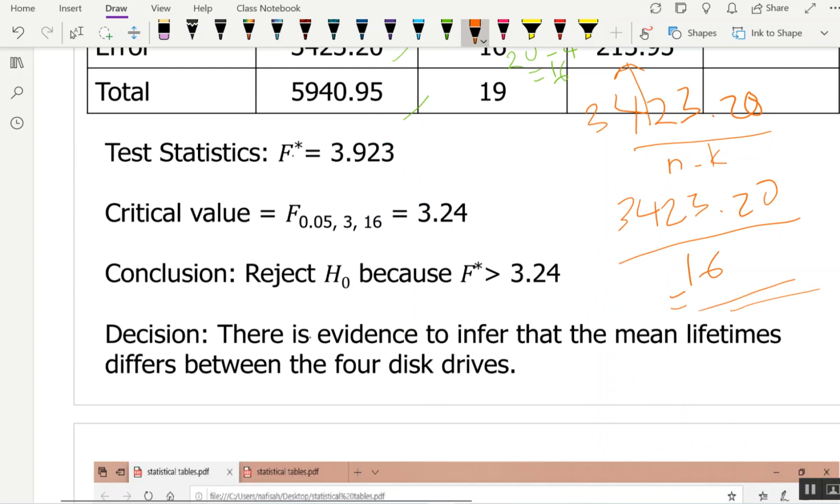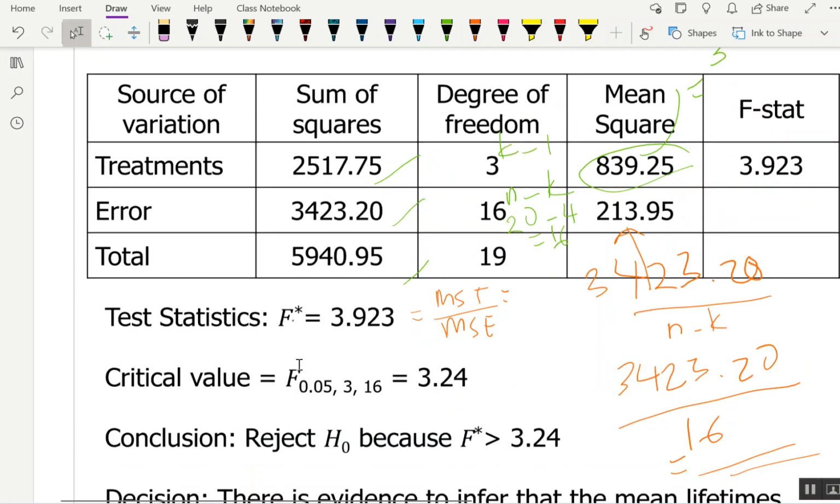And then you calculate this one, which is MST divided by MSE, which is what, class? We take this 839.25 divided by 213.95 here. So you should be getting this one. So this is the calculated F statistic. And then how do you get the critical value?